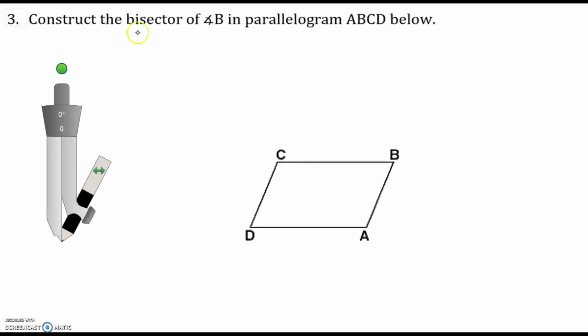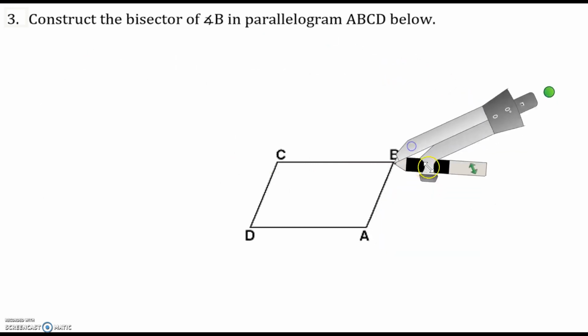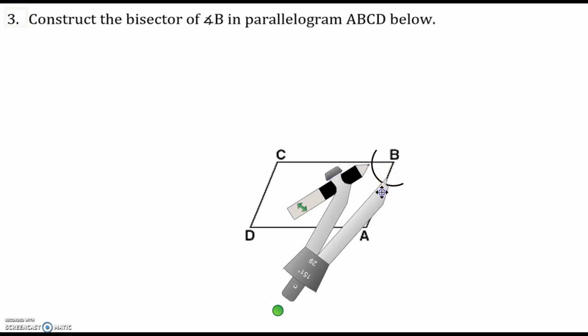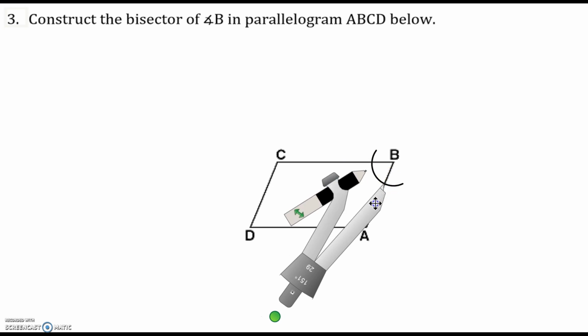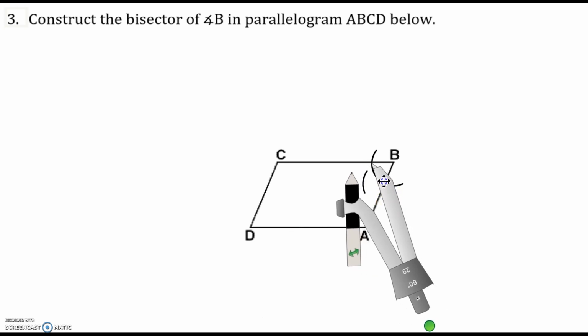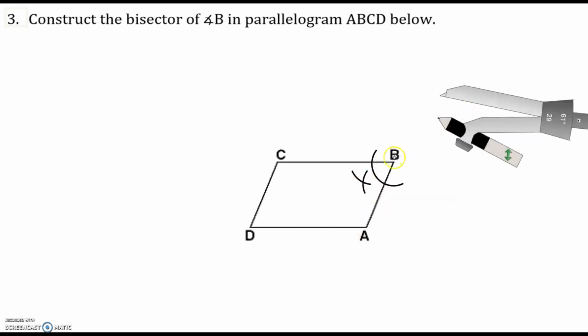Okay, so for number 3, we're constructing the bisector of angle B. So we are doing everything from vertex B. So we're going to begin by swinging an arc so that it crosses both parts of angle B. We're going to put our compass on one of the intersections created by that arc in angle B and swing an arc on the interior. And then we'll move to the other intersection created by the first arc in angle B and swing a third arc. And then to bisect angle B, we go from the vertex through the intersection created by our arcs. Now we've bisected angle B.